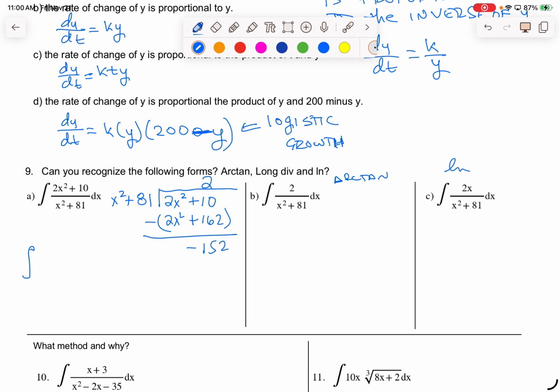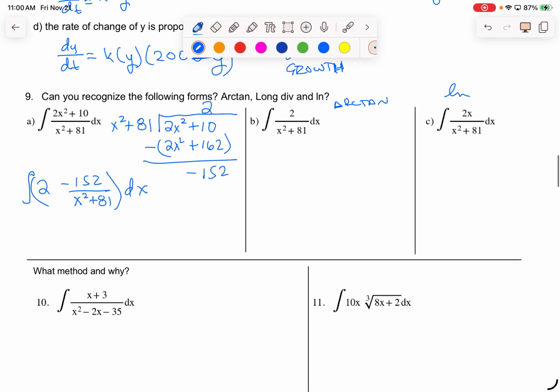X plus 3 equals what then? A times x plus 5 plus B times what? X minus 7. Because remember, when I multiply through by that on the top, the x minus 7 cancels, so you're left only with an x plus 5. Same way with the B, the x plus 5 cancels, so you're left with that.